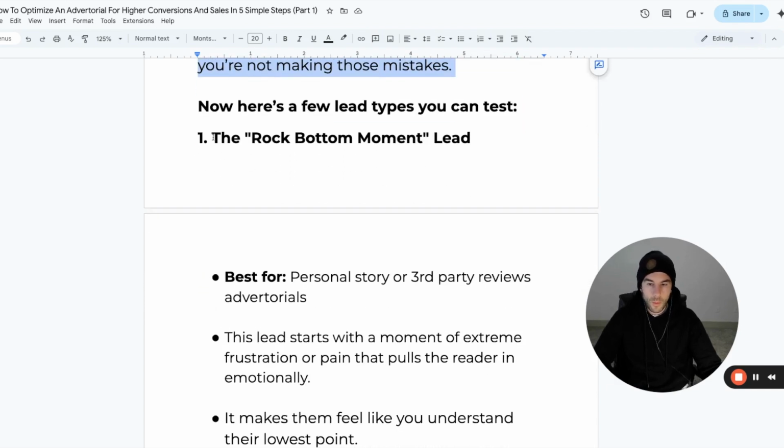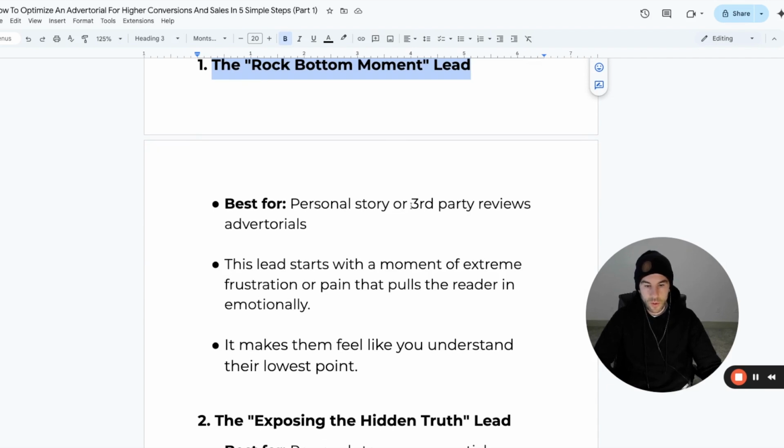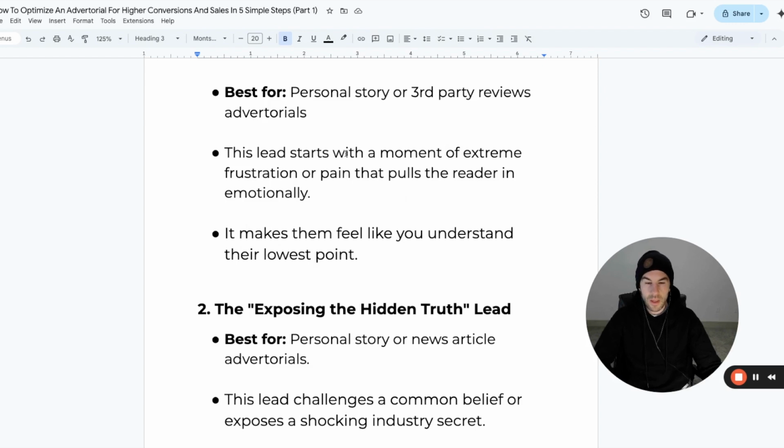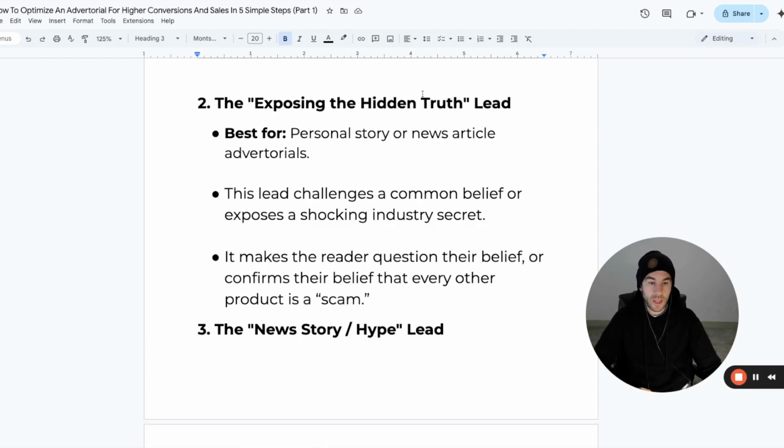So number 1 would be the rock bottom moment lead. This is going to be best for a personal story or a third-party review style advertorial. This lead starts with a moment of extreme frustration or a pain that pulls the reader in emotionally. It makes them feel like you understand their lowest point, and then from there, you transition them out of that lowest point when they meet the person that is going to change their life and when they start to make the discovery.